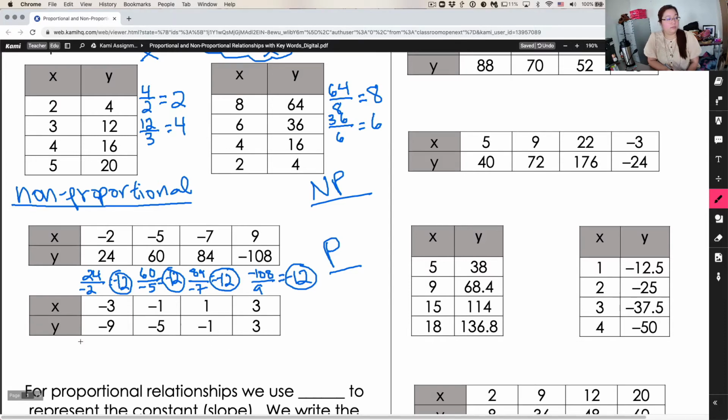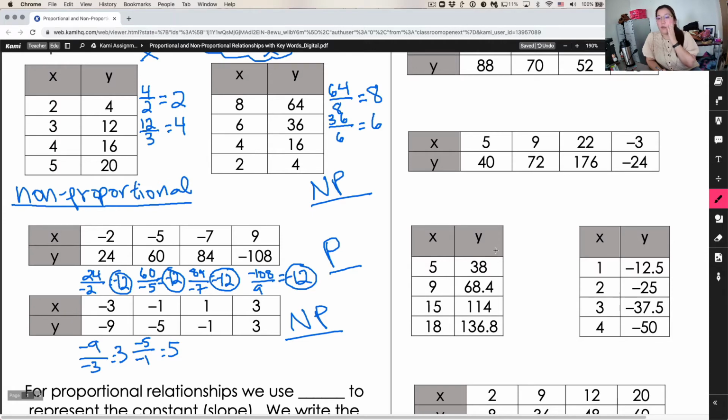Last table, y over x, so negative 9 divided by negative 3, that's 3. Negative 5 divided by negative 1, that's 5. Oops. It's not the same m, so this is non-proportional. Those are nice because you can stop and not have to do everything, you know. Alright, so that's basically it.